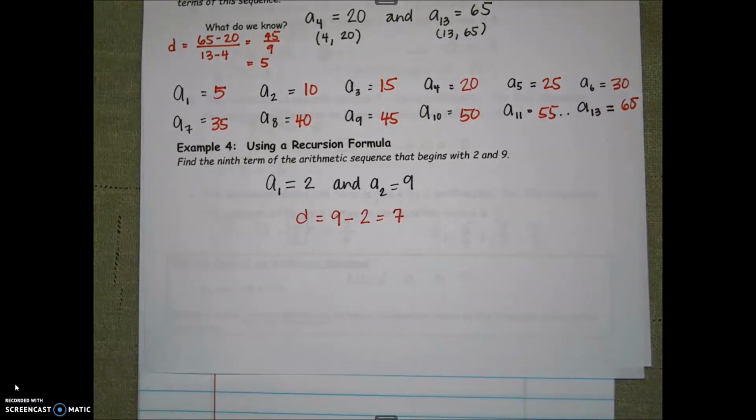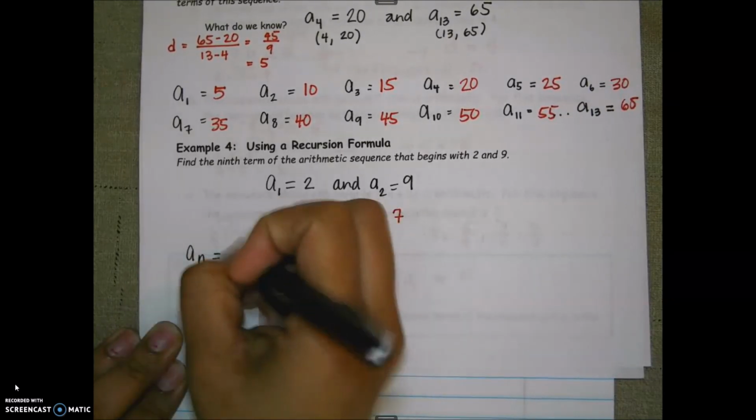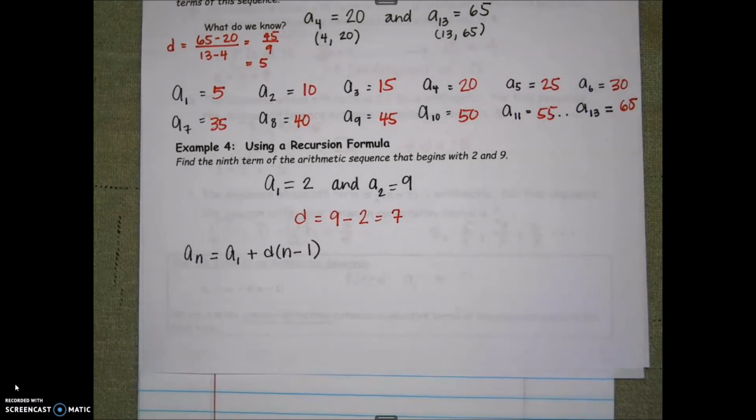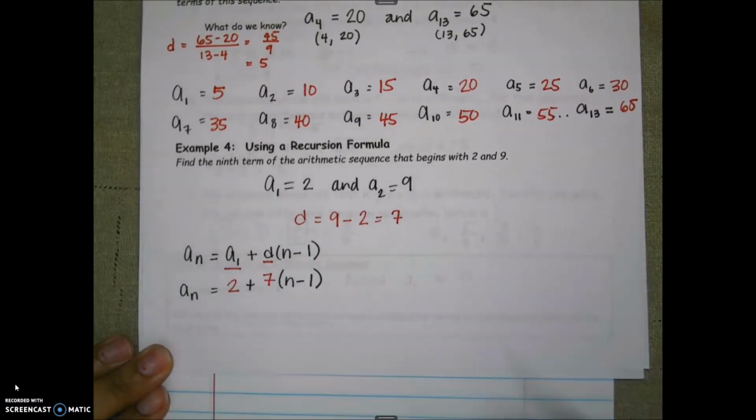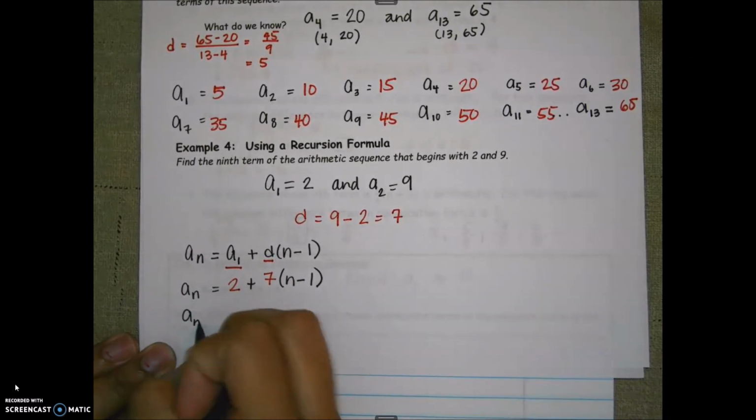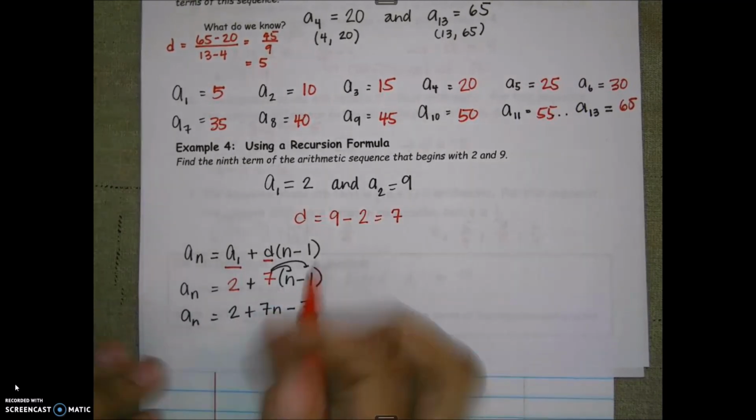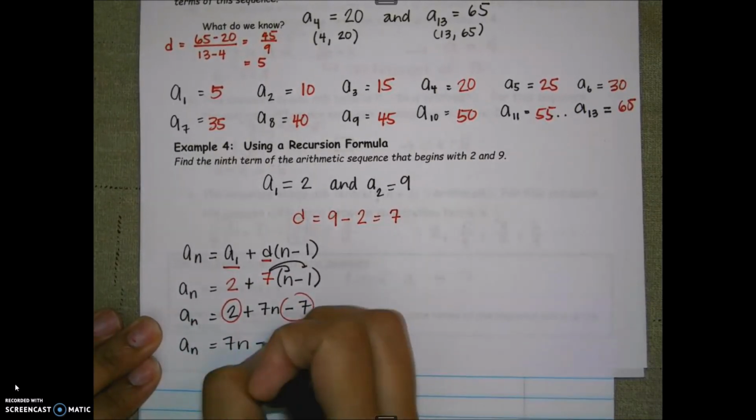Okay, so if we remember from the previous example number 2, a sub n is equal to a sub 1 plus d times n minus 1. So now we have the two pieces of information that we need to substitute, a1 and d, and we get a sub n is equal to a1, which is 2, plus d, which is 7, times n minus 1. And then we simplify this by distributing first. 2 plus 7n minus 7. And then we combine like terms. And so our formula is a sub n equals 7n minus 5.